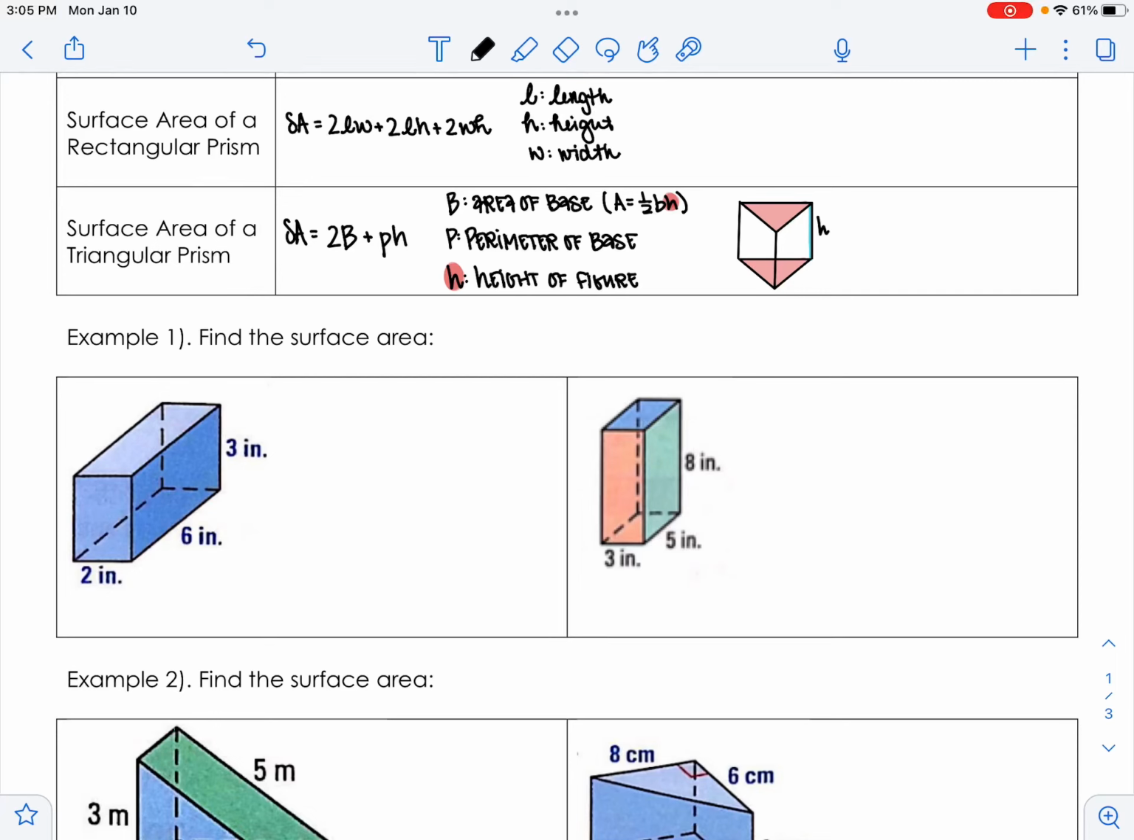All right, guys, so here we go. We're gonna go ahead and find the surface area. And what I'm gonna do is come up to my notes right here for my rectangular prism, and I'm gonna copy and paste those both in here, okay?